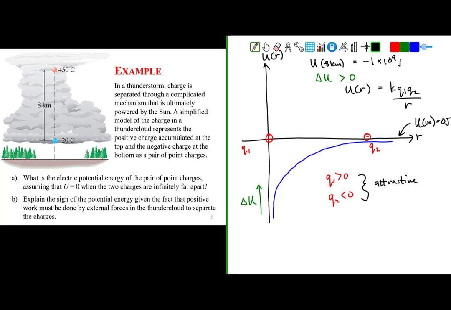So even though we are at minus 1 billion joules of potential energy, if we continue to separate those charges, the change of potential energy would increase. And that makes sense because you have to add energy to the system in order to separate them.